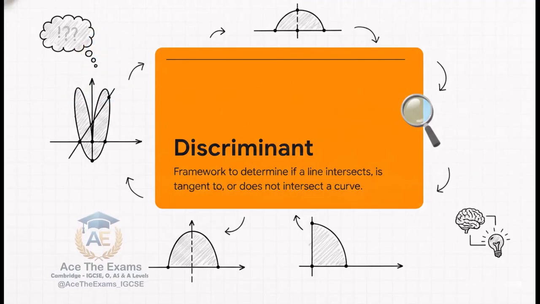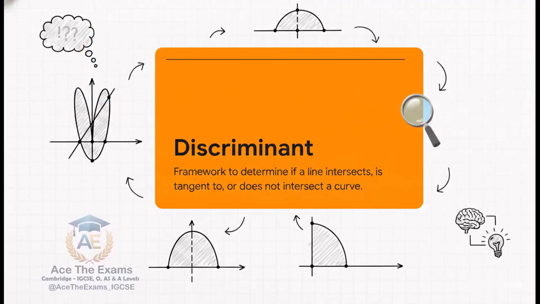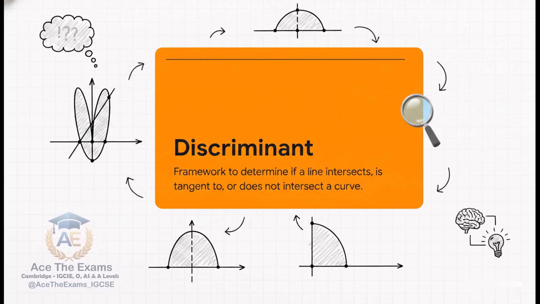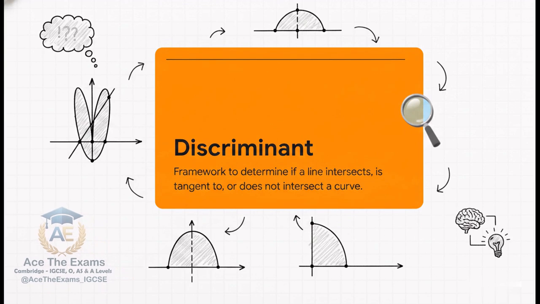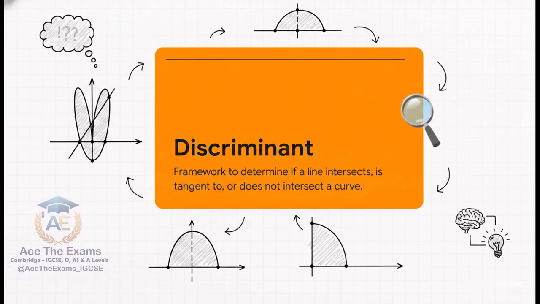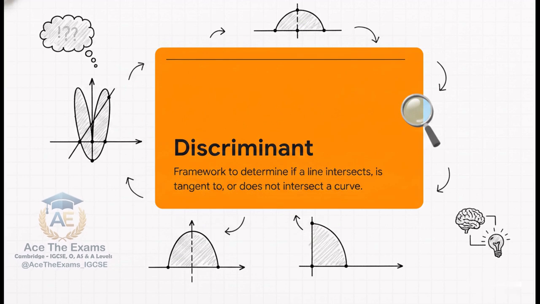Which brings us to the absolute centerpiece of our analysis today, discriminant application. So what is this? It's the analytical framework we use to determine the exact relationship between a line and a curve. Are they intersecting? Is it a tangent? Or does it just completely miss and not intersect at all?